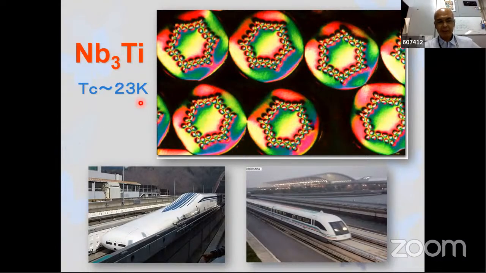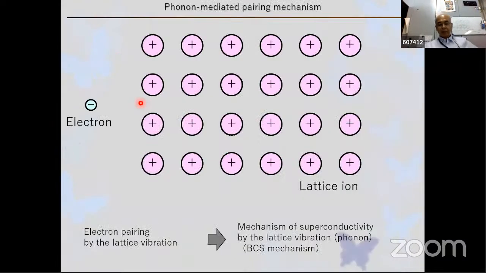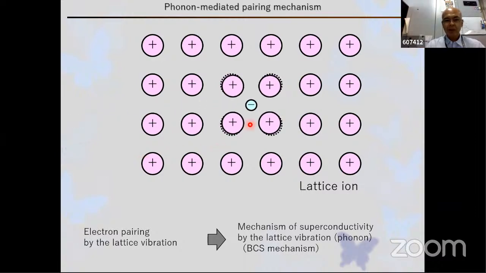If we can have such materials, liquid nitrogen can easily be used to cool down and achieve the superconducting state. Then the mechanism of superconductivity, simply speaking, is like this. These are the lattice. At the atomic positions, the atom has a plus charge. If an electron comes in and interacts with the lattice, the electron attracts and pulls the surrounding atoms to the electron side. This is due to the Coulomb interaction between the atomic charge and the electron charge.